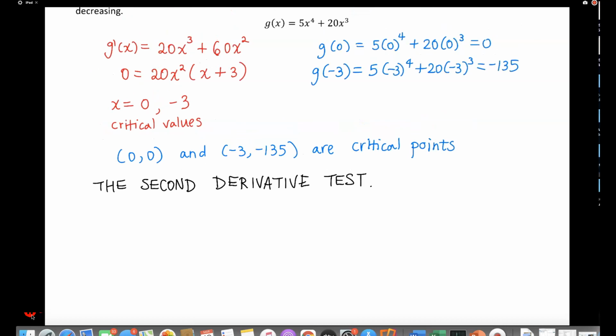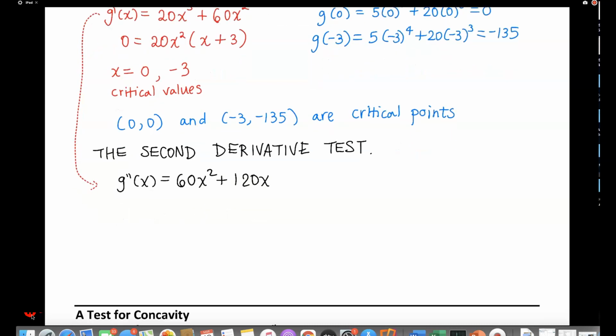So take a look at your first derivative. And then we're going to take the derivative of that. So g double prime is 60x squared plus 120x. We're not setting this equal to 0. That's for concavity and points of inflection later. Right now, we're going to plug in the critical values, x equals 0 and -3, to find their signs, to see if it comes out to be positive or negative.